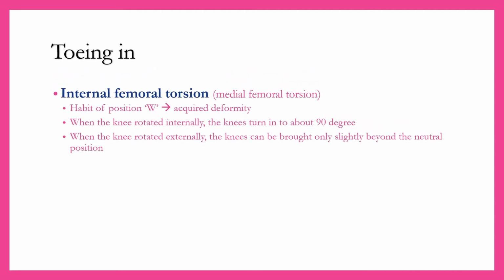Toeing in. Internal femoral torsion or medial femoral torsion is due to the habit of sitting in the W position, and could also be called an acquired deformity. When the knee is rotated internally, the knees turn in to about 90 degrees. When the knee is rotated externally, the knees can be brought only slightly beyond the neutral position.